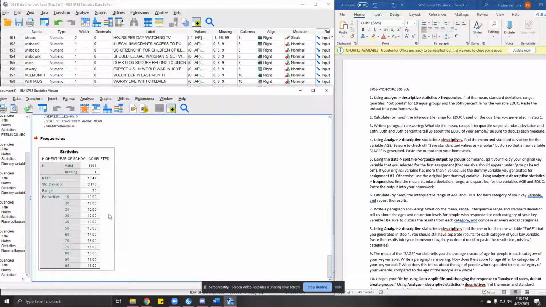So the range is 20, 20 years of education. That's a pretty big range for education. But that is important to think about, because if it wasn't education, say it was income, and our range was only $20 with 1,496 people surveyed, a range of 20 would be really small. But that's a pretty big range considering we're talking about years in education. How many years of school did you complete? 20 is a big range.